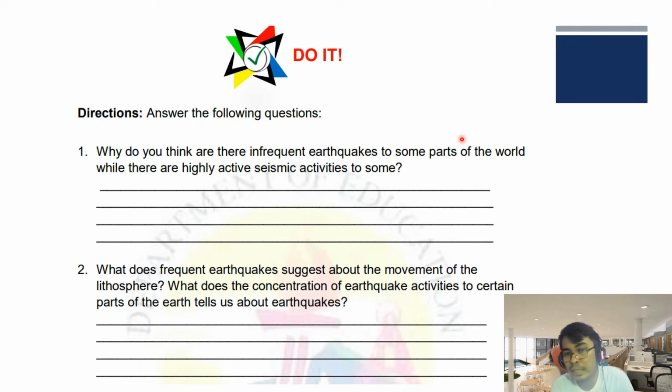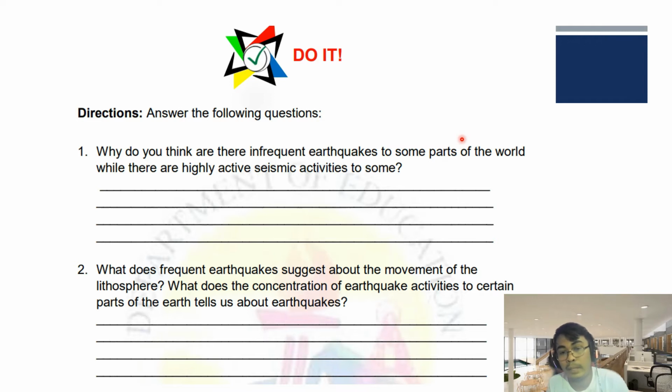Ano bang sinasabi or sinasuggest ng paggalaw, okay, sa paggalaw ng lithosphere dito sa mga tinatawag natin na frequent occurring earthquakes? So, anong kinalaman nito? Okay? Anong kinalaman nito sa paggalaw ng lithosphere? And what does the concentration of earthquake activities in certain parts of the earth tell us about earthquakes?